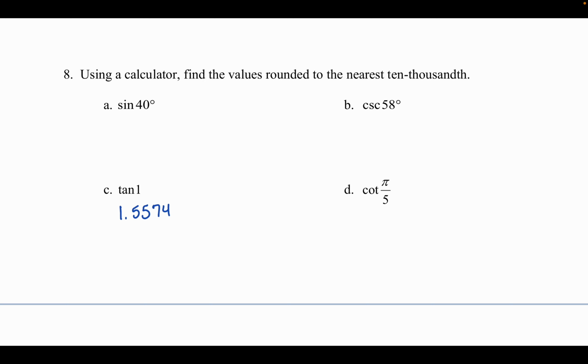For cotangent of pi over 5, there's some different ways you could do this. We don't have a cotangent button, but I would think to just do 1 over tangent of pi over 5. If you plug that in your calculator, you should get 1.3764. Okay.